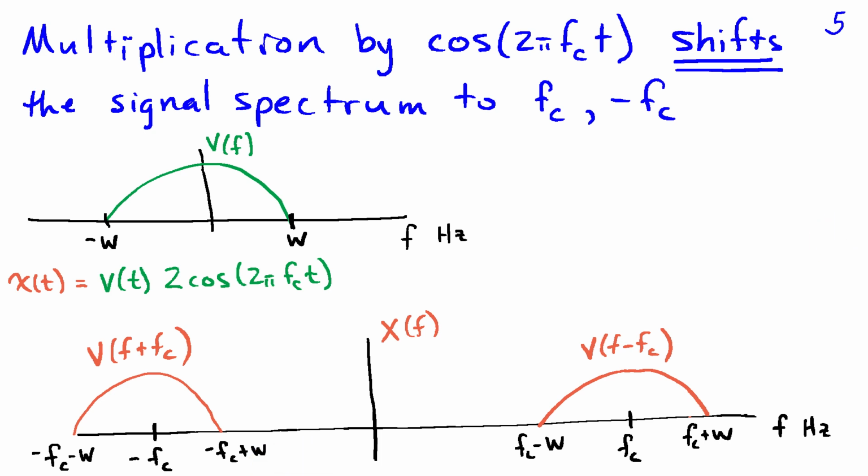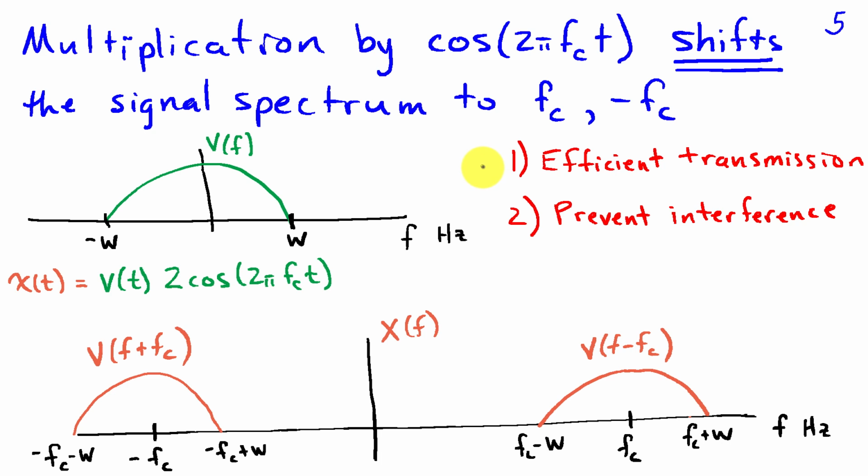And this is the secret to communication, because I can take my voice or my music or my video, whatever I wish to communicate, and I can shift it to a frequency where I have efficient antennas and where signals propagate well through the atmosphere. And it also is a way I can prevent interference between simultaneous transmissions, because I can assign one communication to one frequency and another communication to a different frequency. And that's why different radio stations broadcast at different frequencies, and television broadcasts at yet another frequency, and your cell phone yet another.